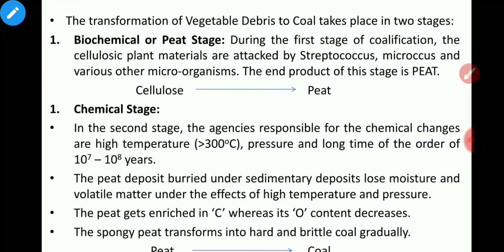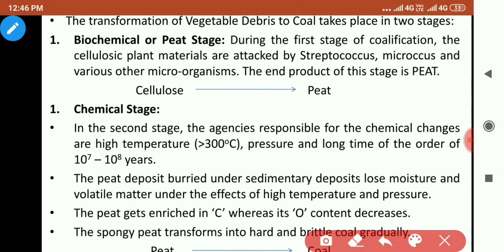In the first step, there is a biochemical stage. Under this stage, there is involvement of microorganisms like streptococcus, micrococcus, and various other microorganisms. Due to the attack of these microorganisms, in the first stage of coalification, the cellulosic plant material is converted into peat. So this is known as the biochemical stage.